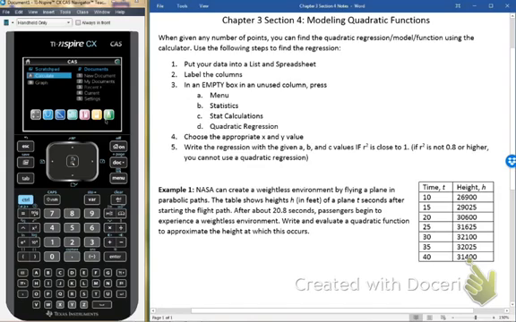These steps are the same as what we did to find a linear regression, but instead of going to linear regression, you're going to quadratic regression. Okay, so make sure you have them written down because I will not give them to you again.